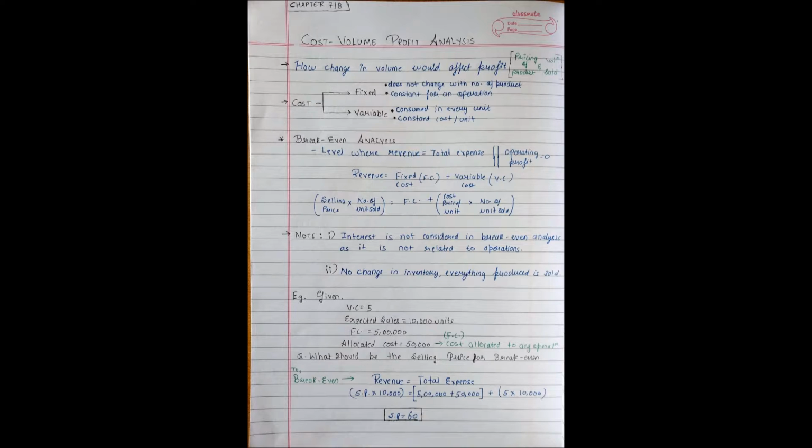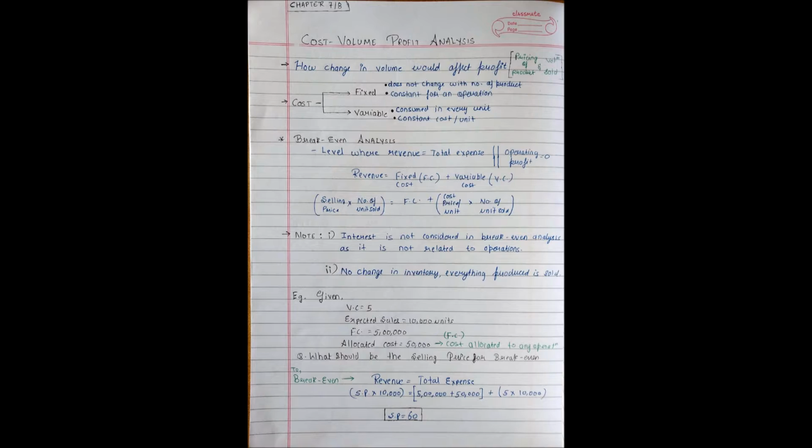And special considerations: we are considering operating income, so we are not considering interest because it's in the long term. Second, there is no change in inventory. Everything produced is everything sold, so there are no discrepancies. One example: given the variable cost is 5, the expected sales is 10,000 units, the fixed cost is 5 lakhs, the allocated cost is 50,000. It is also a kind of fixed cost. So what should be the selling price for break even?